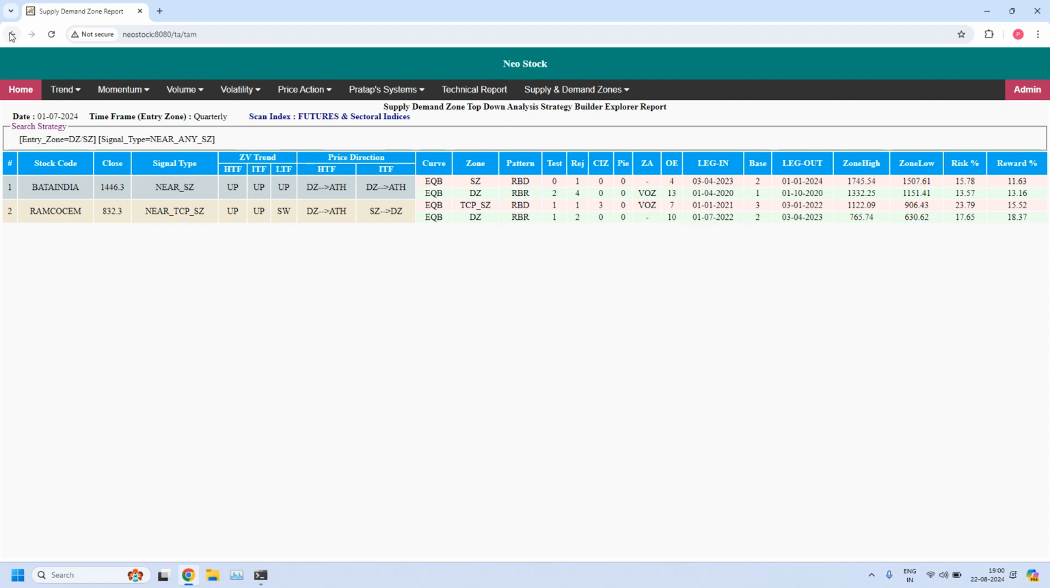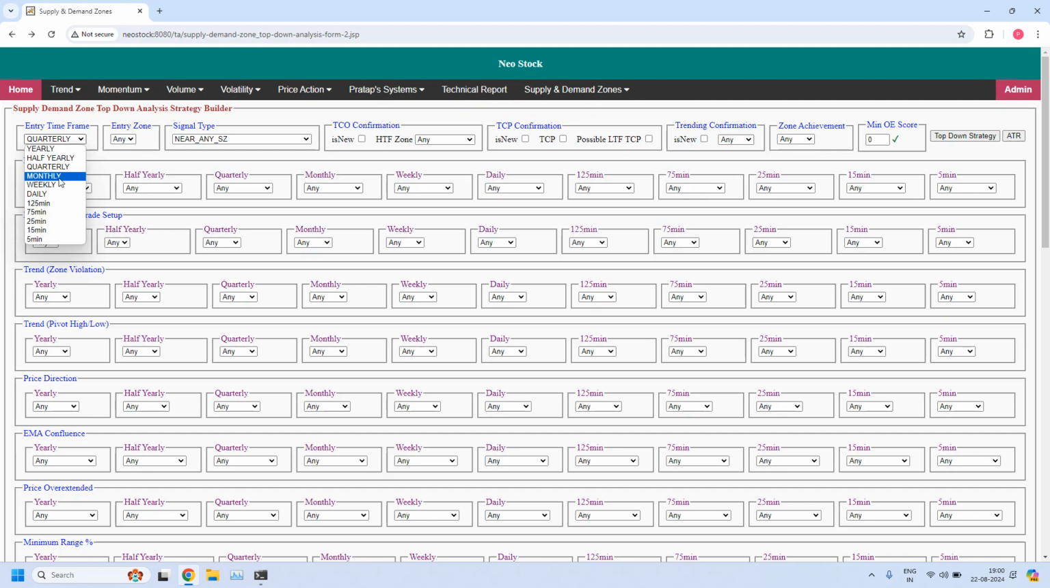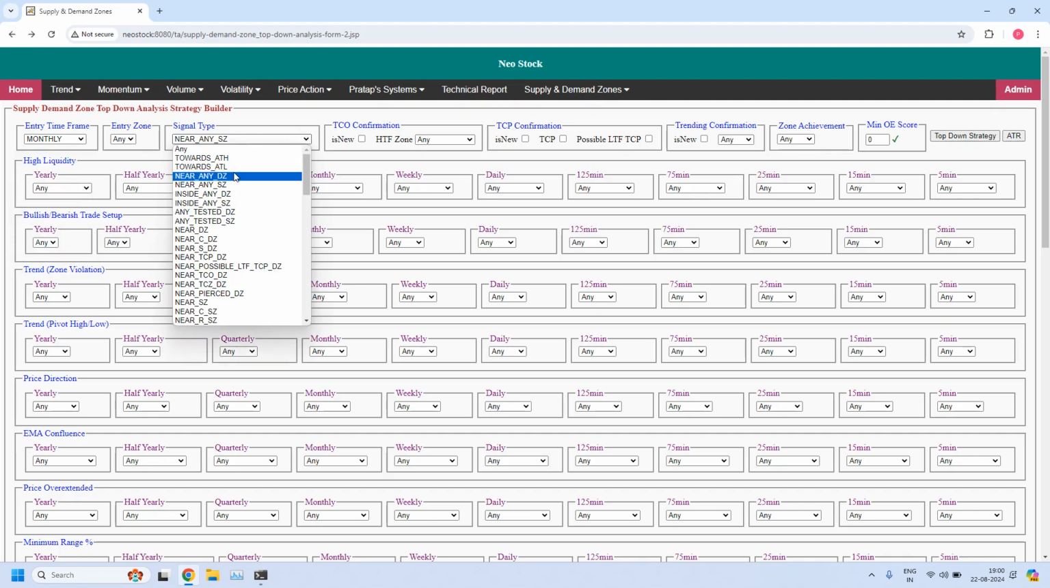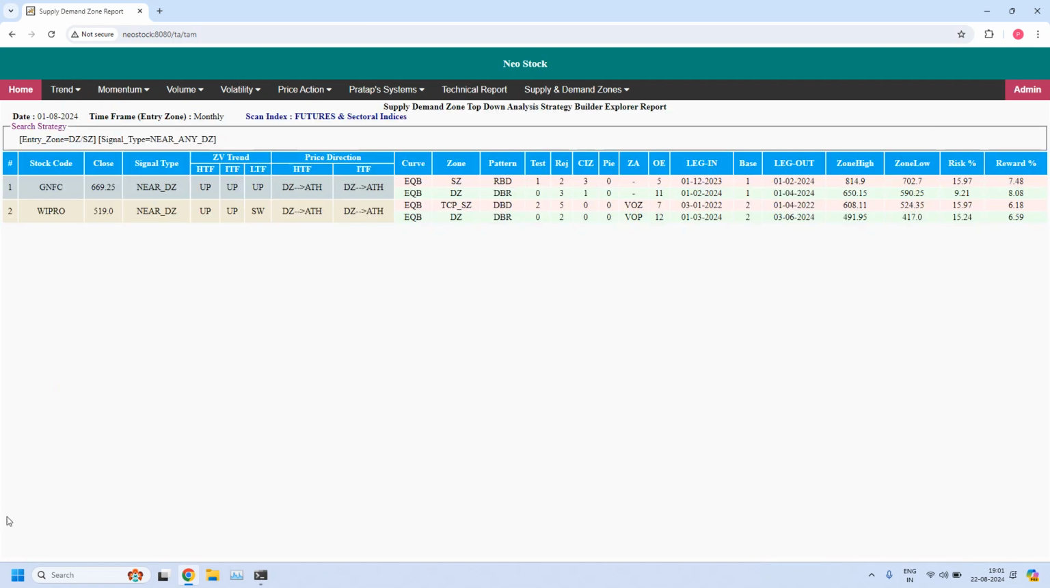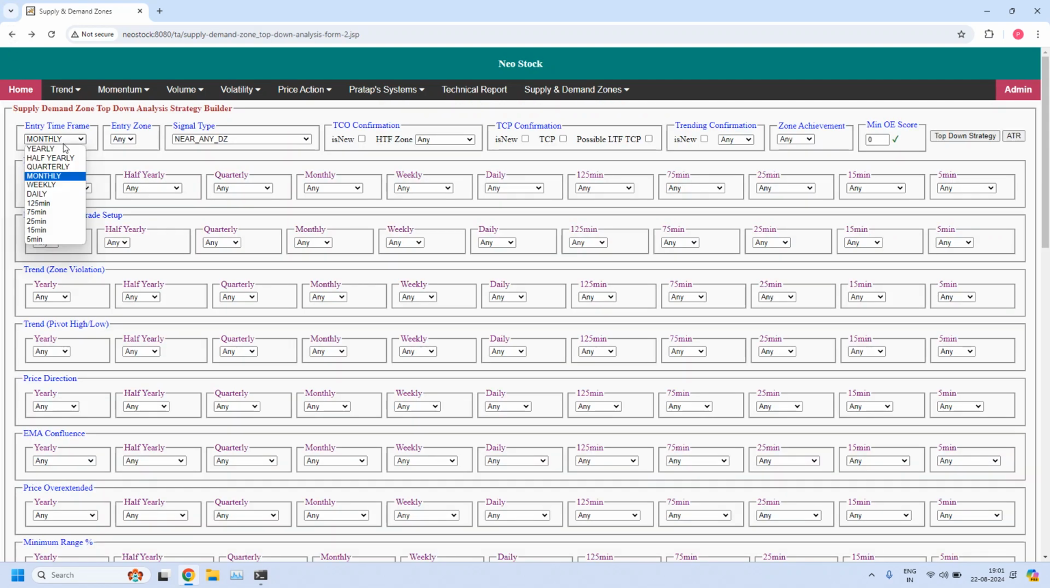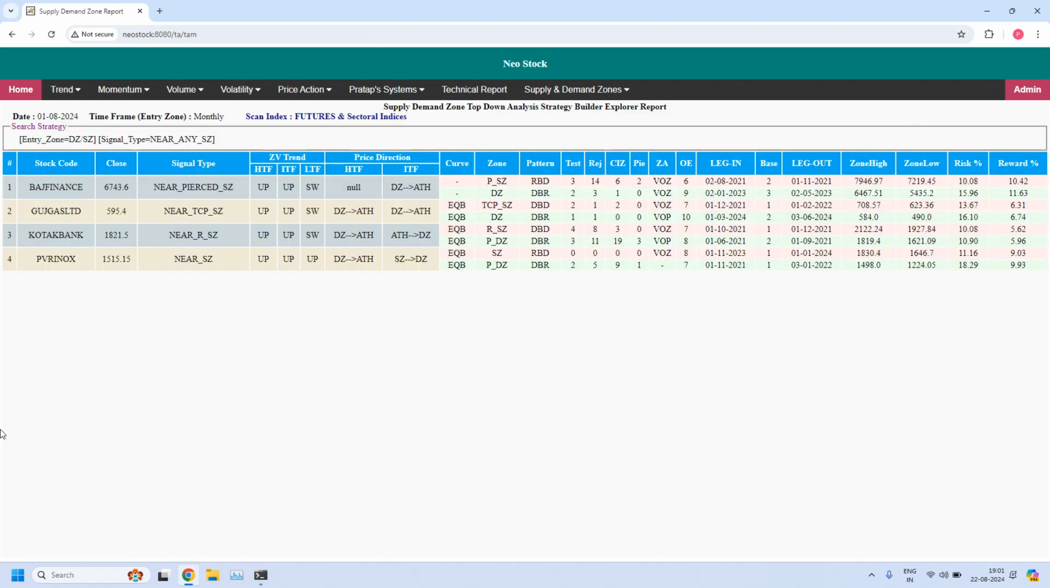The next time frame is monthly. And let us find the stocks near monthly demand zone. Two stocks are there near to the monthly demand zone. For monthly time frame, let us find the stocks near monthly supply zone. Four stocks are filtered near to the monthly supply zone. Next time frame is weekly.